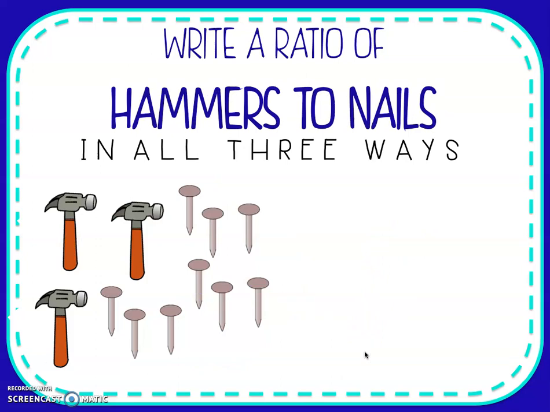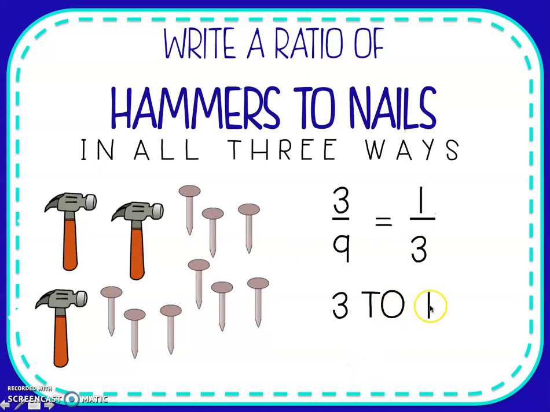We have write a ratio of hammers to nails in all 3 ways. So we're going to count. We have 3 hammers, and then we have 9 nails. Okay, so our fraction would be 3 hammers over 9 nails. Go ahead and punch that into your calculator to see if it can be simplified. We find out that it can be simplified to 1 over 3. That's saying for every 1 hammer, there are 3 nails. Okay, if we're going to write that with words, it's going to be 1 to 3. If we're going to write it with a colon, it's going to be 1 colon 3.